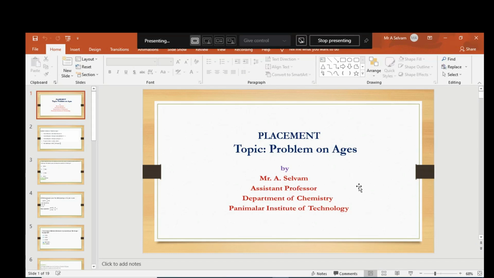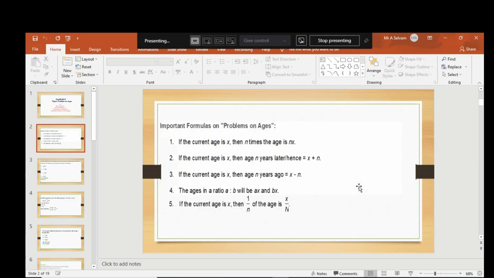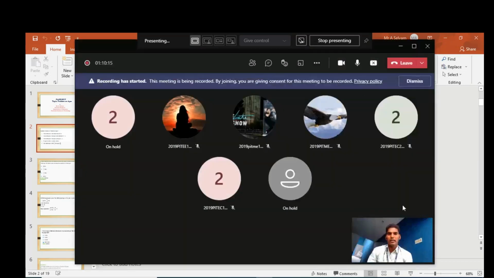Problems based on ages. Before we enter the ages problems, I'm going to teach some basics based on ages. Look at the important formulas on ages. If the current age is x, then n times the age is n into x.